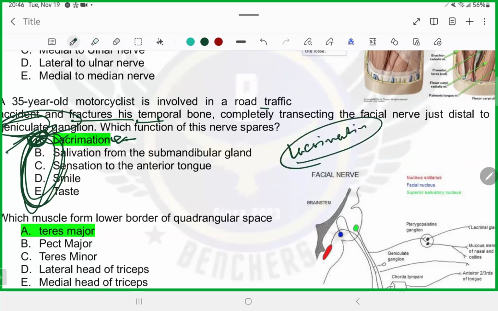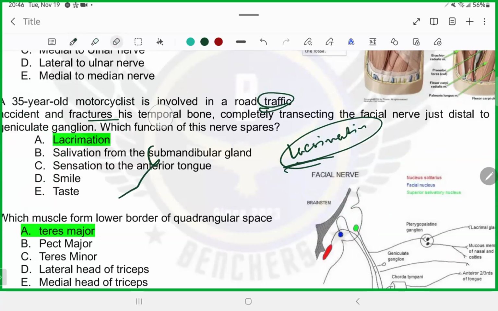This should be lacrimation. So you search for lacrimation in the stem. You find that, you select that, you move on. You don't even read the next stems too. You don't need that. If you are this much sure that I have told you how many times that distal to geniculate ganglion, you will lose lacrimation. Very simple.